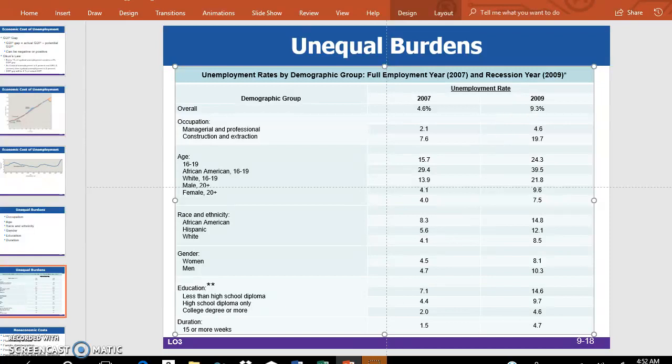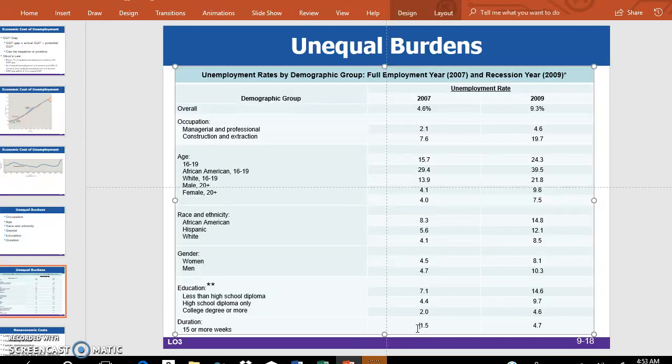So you see it is much better to be educated. If you are more educated, you are less unemployed. Then duration 15 or more weeks is 1.5 unemployment rate, and then in 2009 it is 4.7.